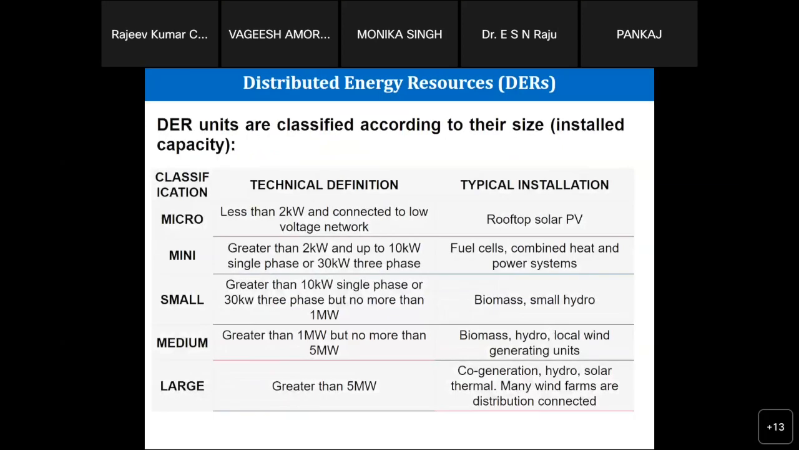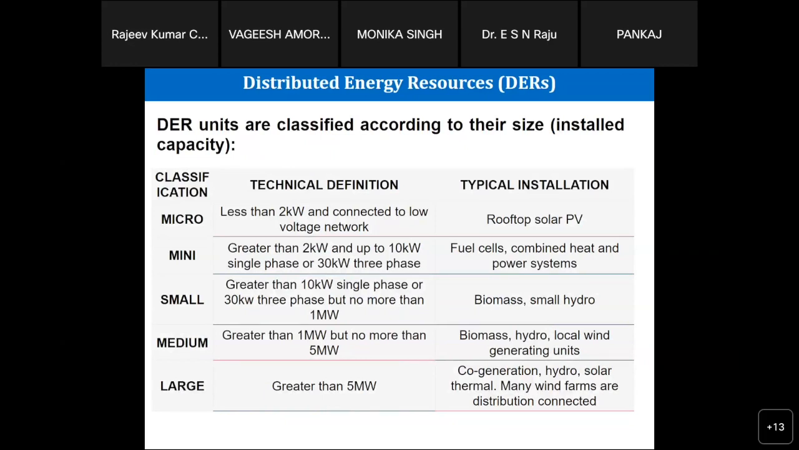So this is the classification according to the size. We have 5 classifications: micro DER, mini DER, small DER, medium and large. When we see the micro, any DER having a power generation of less than 2 kilowatt comes under the micro. That will always be considered a low voltage network or a single phase network. The typical example is the rooftop solar PV.